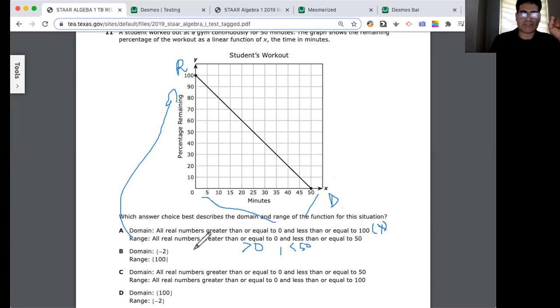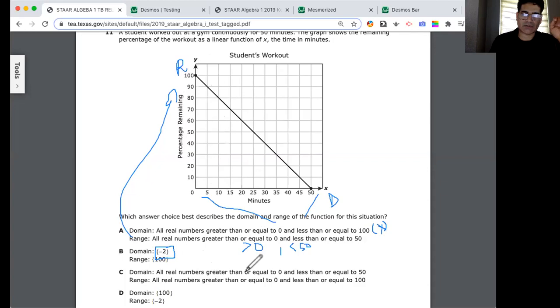So look at B. B has a number, -2 for the domain, and the range is 100. The range I see is 0 to 100 here, but what is this -2 making reference to? I'm not sure. Could it be the slope? That could make sense, but what does that have to do with the domain and the range for this graph? It's not a question of slope, is it? All right, let's move on to the next one.